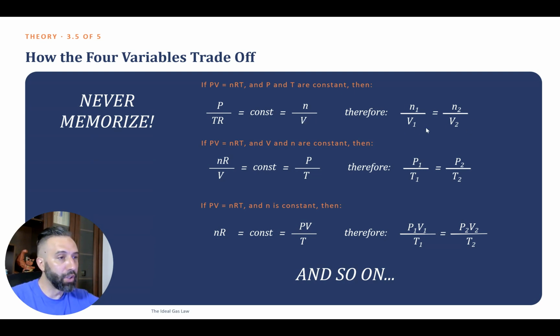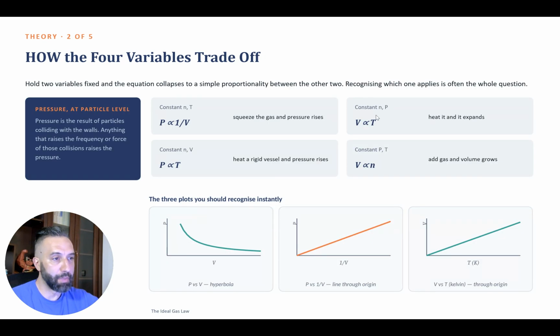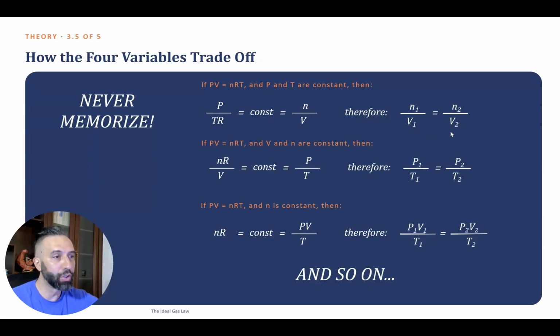In calculations, this is a good form to use. I mean, this is not ideal for using calculations. So you're going to use this form more often than not. And then the other situation, if V and n are constant, again, you just move all the constants to the left side of the formula, and you get nR divided by V equals P divided by T. And therefore, again, P is proportional to T because this has to stay constant.